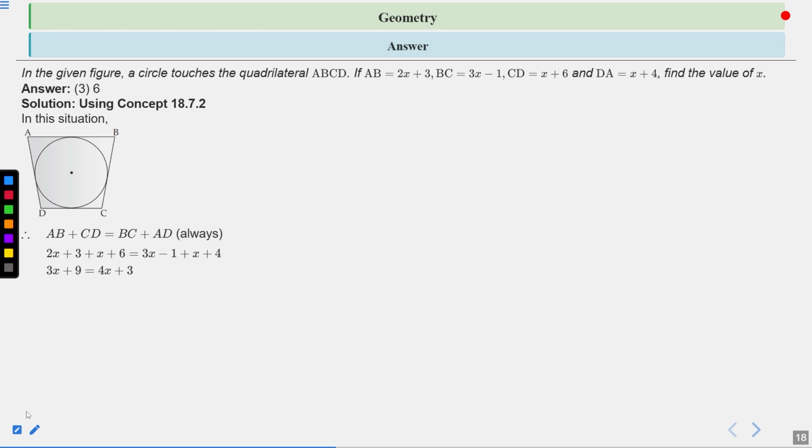So when we sum up, we get 3x plus 9, which is equal to 4x plus 3. So we get x equals 6. So the third one is the correct answer of this question. Next one.